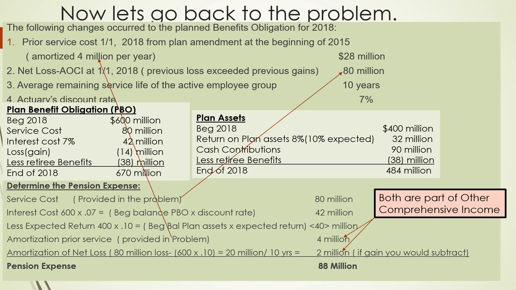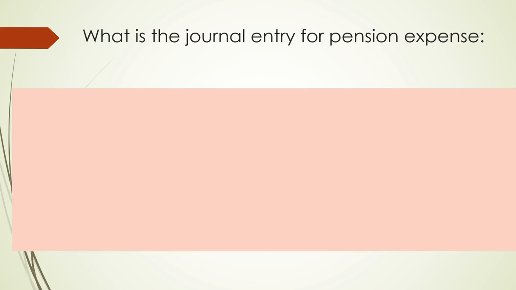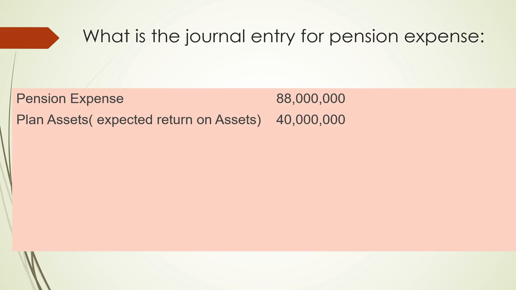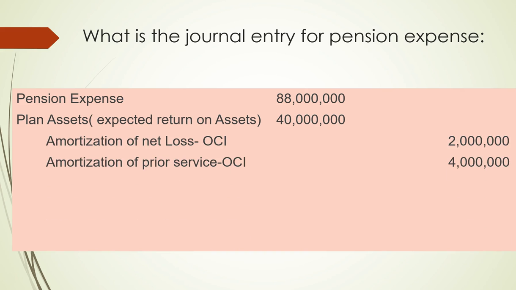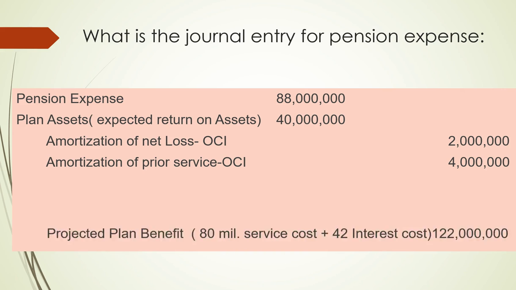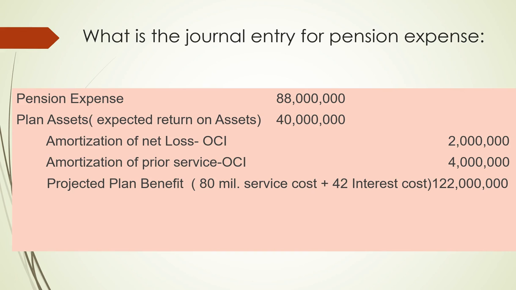Now the next thing we need to figure out is what are our journal entries for pension expense. Our pension expense is going to be 88 million. Plan assets or expected return on assets is going to get hit with 40 million. Amortization of net loss, other comprehensive income, and amortization of prior service, other comprehensive income is going to be journalized. And then PBO is going to get the 80 million in service plus 42 in interest is 122. So that would be our journal entry when we do our pension expense.